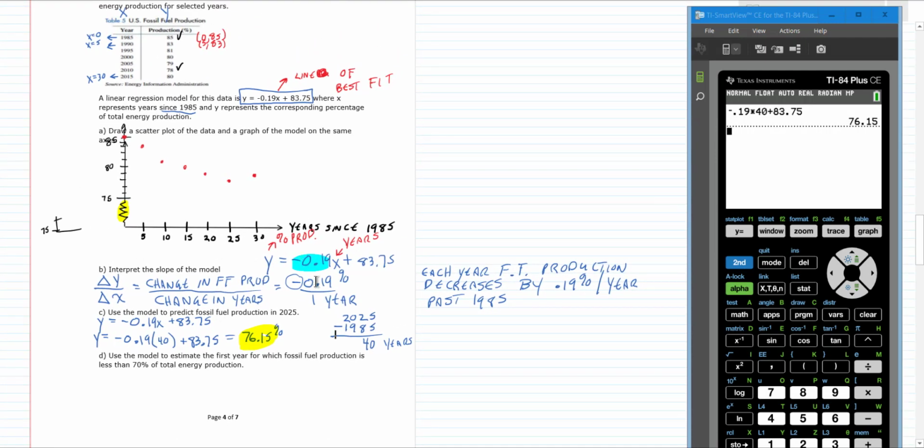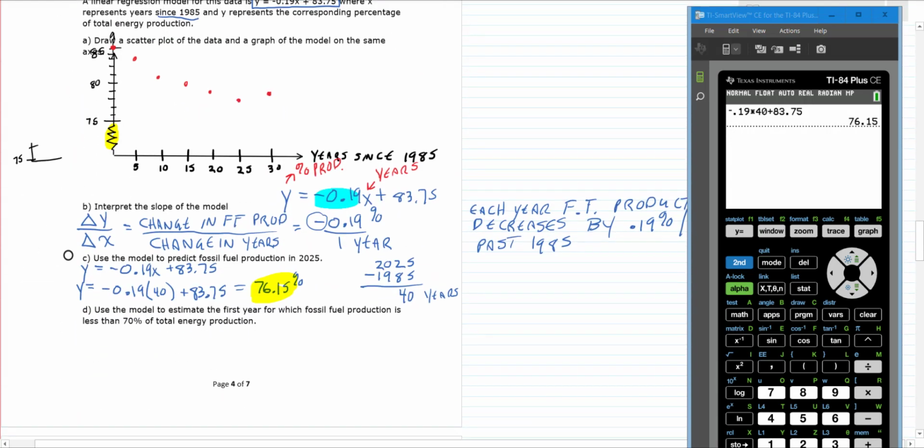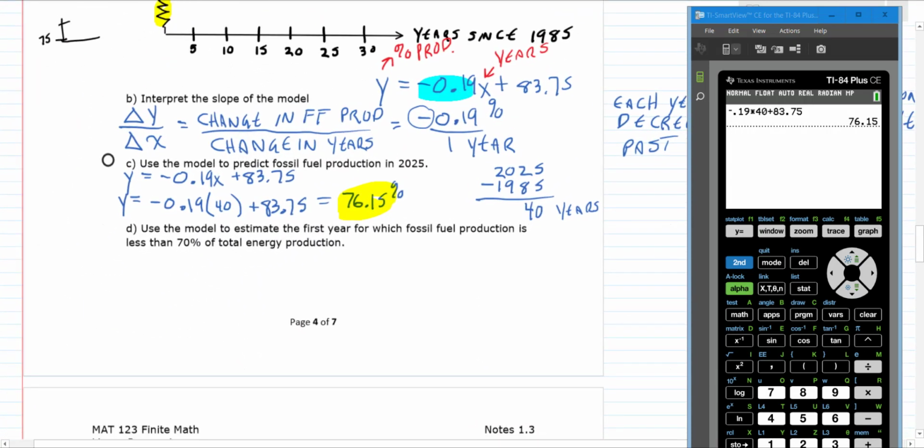Okay, and then the next thing it says, use the model to estimate the first year for which fossil fuel production is less than 70% of total energy production. Okay, so to process this, again, let's just write down the equation and think about what that linear model is doing.